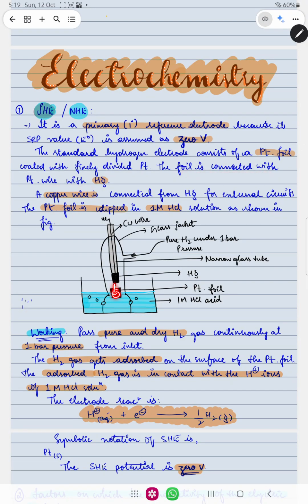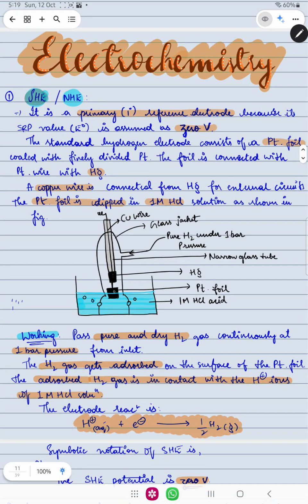As you can see, it is a platinum foil which is coated with finely divided platinum, and it is connected again with platinum wire to mercury. A copper wire is connected from the mercury for the external circuit. The platinum foil is dipped in 1 molar HCl acid solution as shown in the figure.